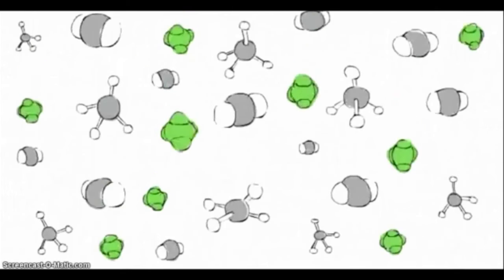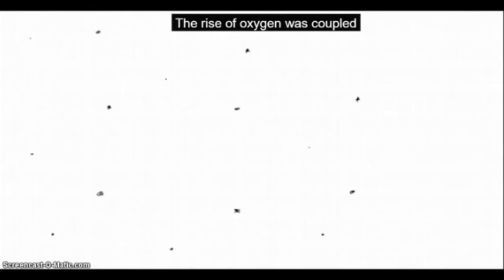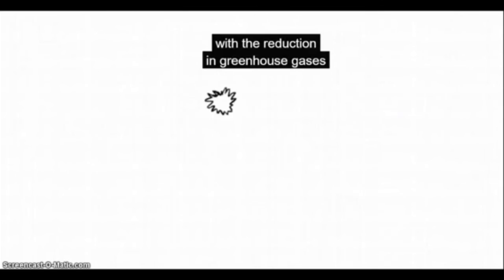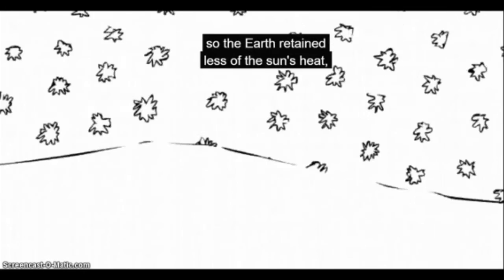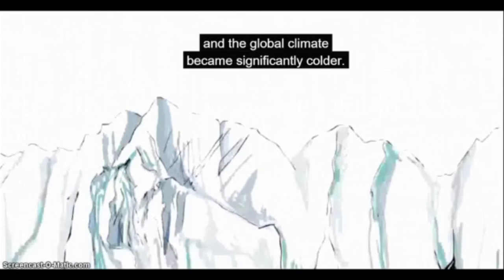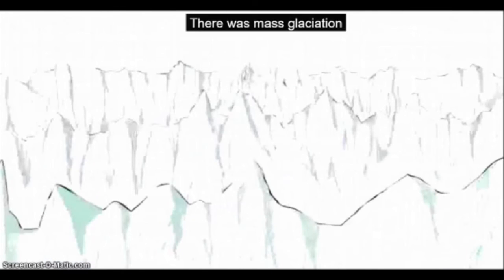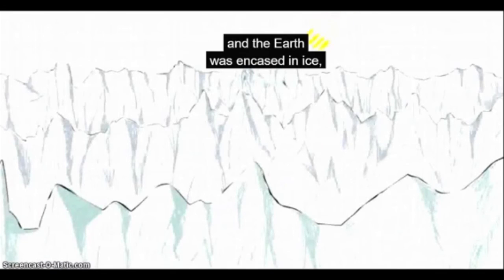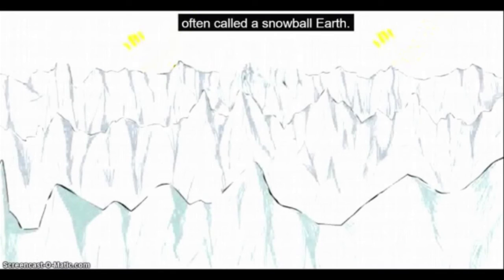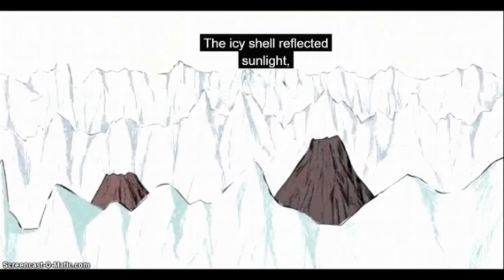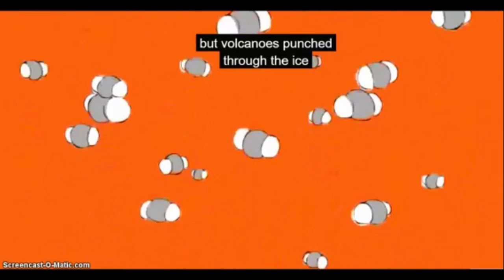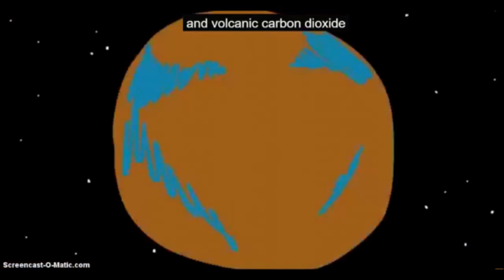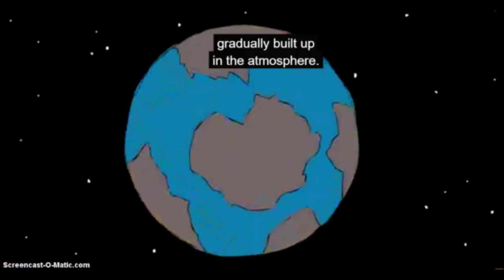The rise of oxygen was coupled with a reduction in greenhouse gases like methane and carbon dioxide. So the Earth retained less of the sun's heat, and the global climate became significantly colder. There was mass glaciation and the Earth was encased in ice, often called a snowball Earth. The icy shell reflected sunlight, making it colder and colder, but volcanoes punched through the ice and volcanic carbon dioxide gradually built up in the atmosphere. When the greenhouse effect became strong enough, the planet warmed and the ice melted.